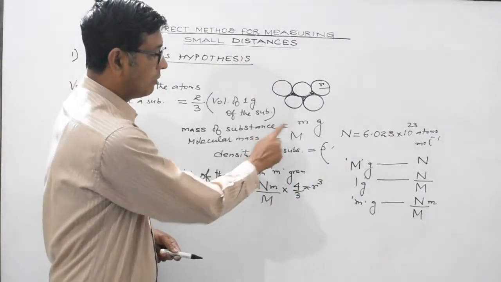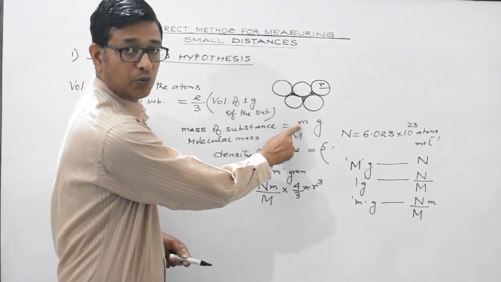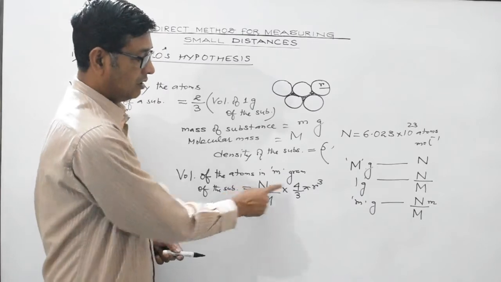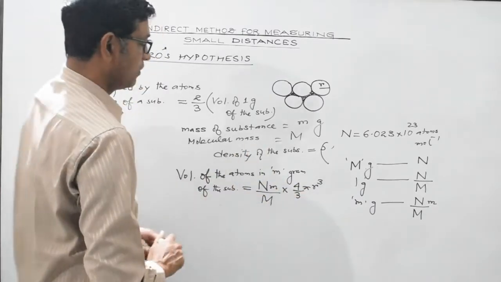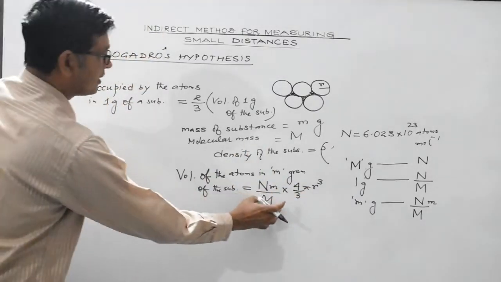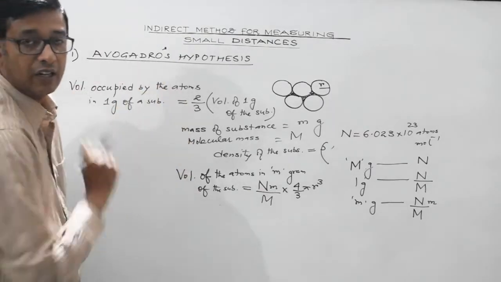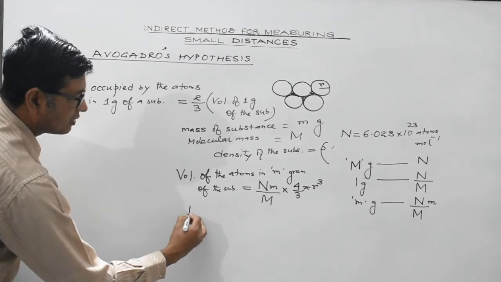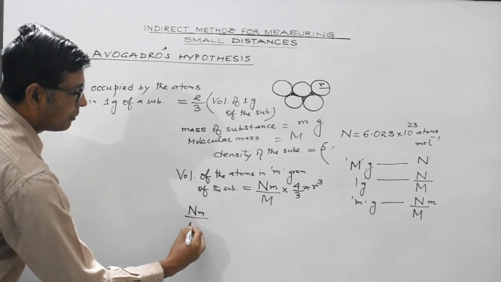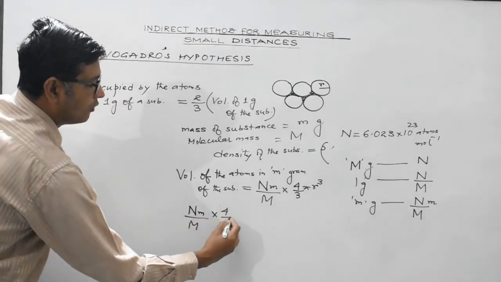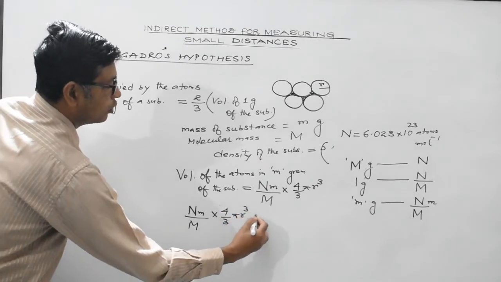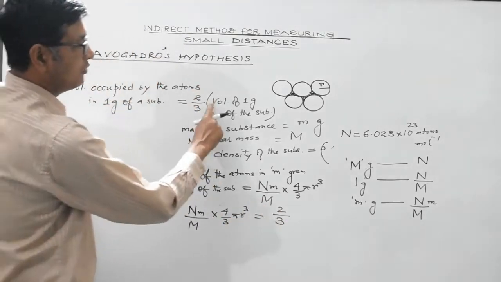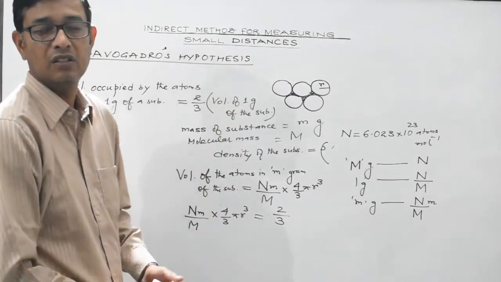So, in mass small m of the substance, the total number of atoms present is given by this particular expression. Now let's substitute this value over here and make use of Avogadro's hypothesis. Substituting, we get nm divided by M into 4 by 3 pi r cube, which will be equal to 2 by 3rd of the volume of 1 gram of the substance.